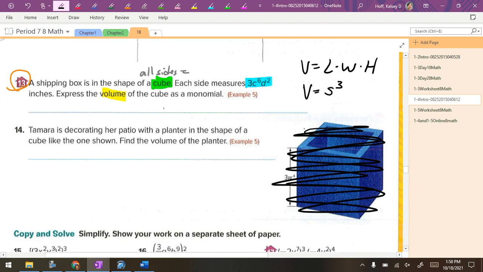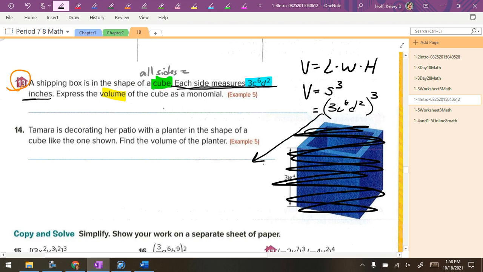What is the length of our side in 13? That's an S. And how did you know that, Rebecca? Right here, right in our directions. Each side measures 3c to the 6th d squared. Now that's one side. And what do we have to do to every side? We have to cube it. Okay, so walk me through.